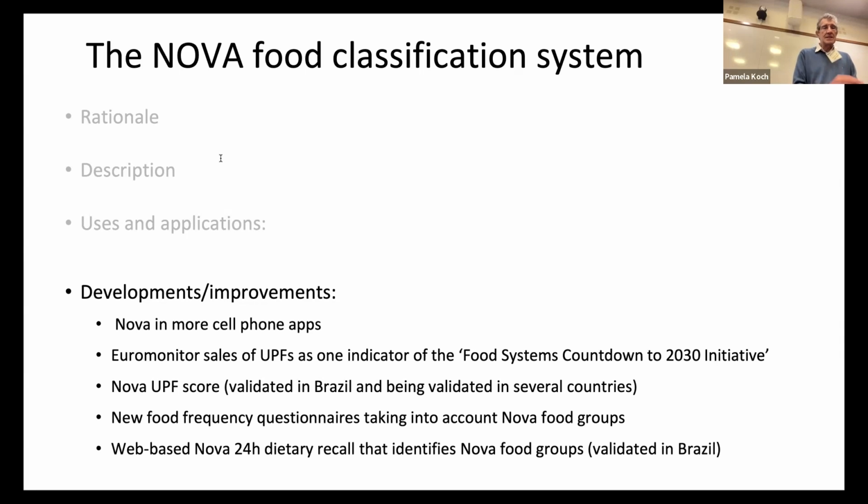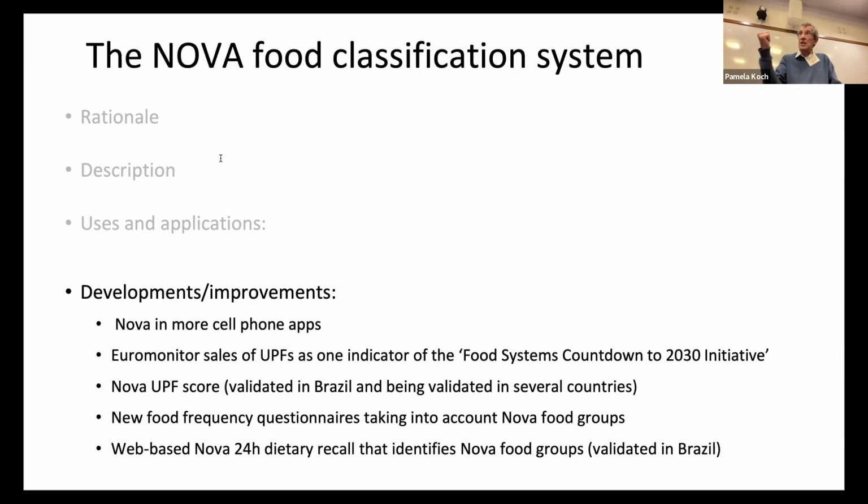Developments and improvements. What is new here? First of all, we see more cell phone apps. There's one cell phone app called Perfect. It will be very soon in the US, and they will work with Amazon and all these other retailers. So people will be able to say, I want to buy foods, but I don't want any ultra-processed food. So then the system automatically, when they put in yogurt, will provide all the brands that are not ultra-processed. So this will be interesting.